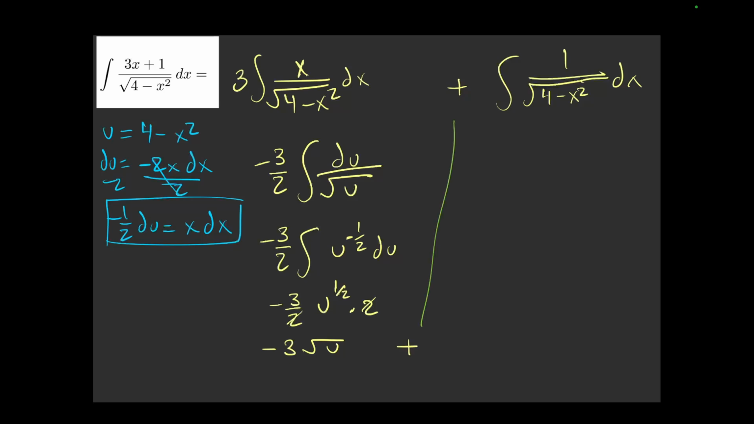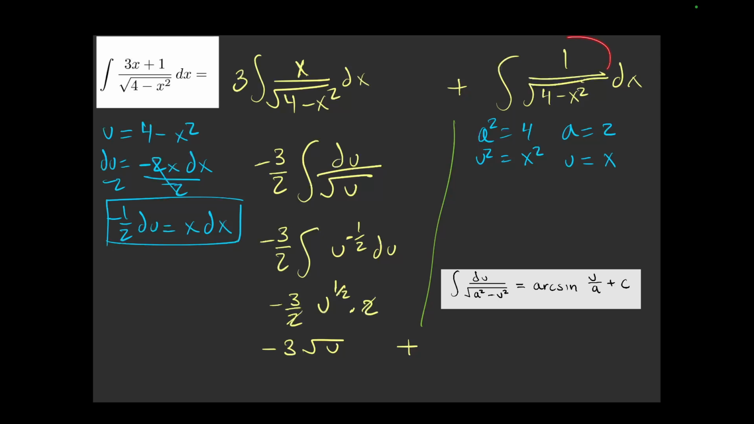we can do this right side now. If you see this right side and you recognize it, this is an arcsine. So let's let a squared equal 4 and u squared equal x squared. So our a will be 2 and our u would be x. So now we can just plug everything in.